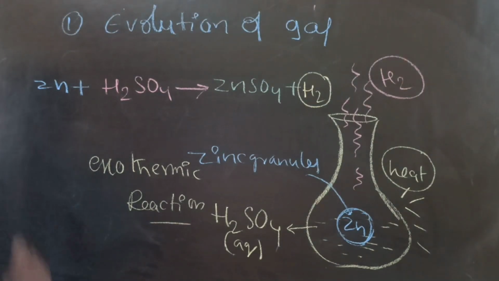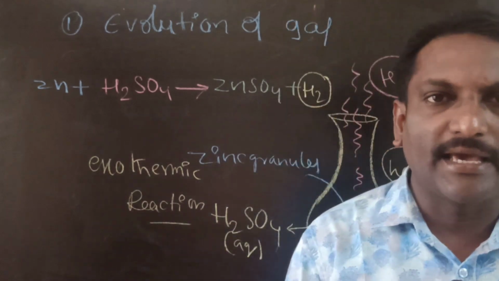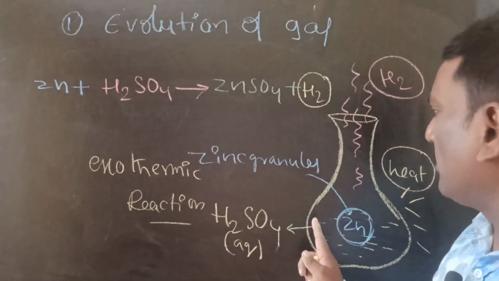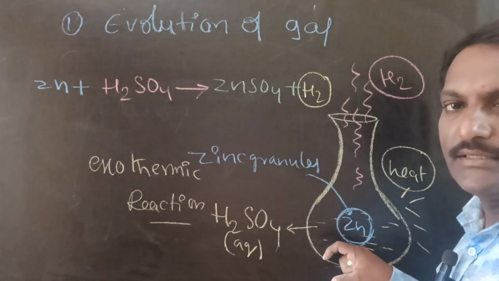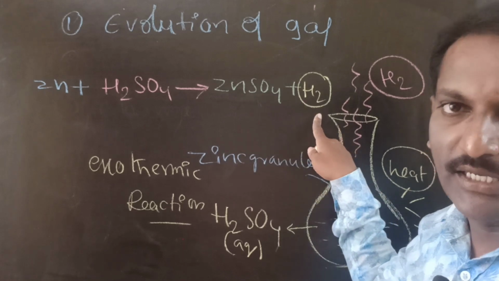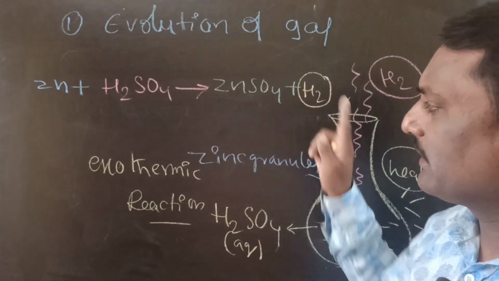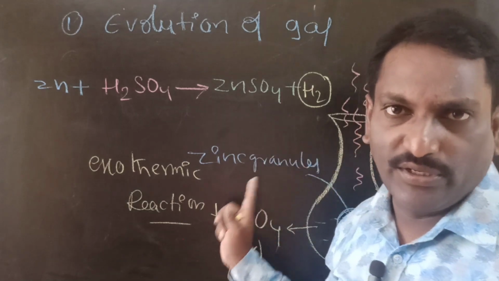So this is example one regarding evolution of gas. Some chemical reactions are characterized by evolution of gas. Example, zinc granules when dropped in sulfuric acid, zinc reacts with sulfuric acid and gives zinc sulfate along with hydrogen gas.